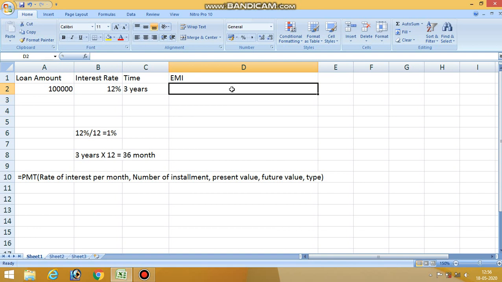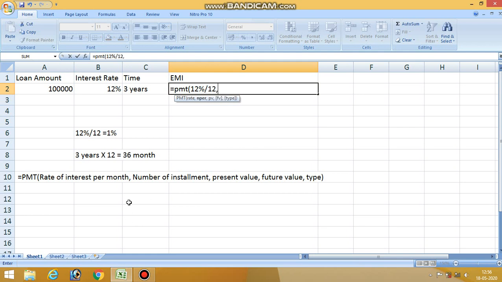See, equal to PMT, then a bracket, and within bracket first of all I have to type the rate of interest per month. So my rate of interest is 12% per annum. So rate of interest per month will be 12% divided by 12, that is 1%. So you can also type 1% directly here. I am typing 12% divided by 12.